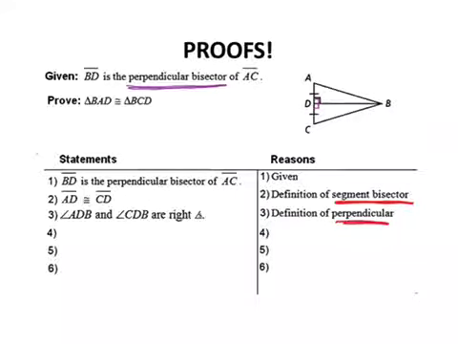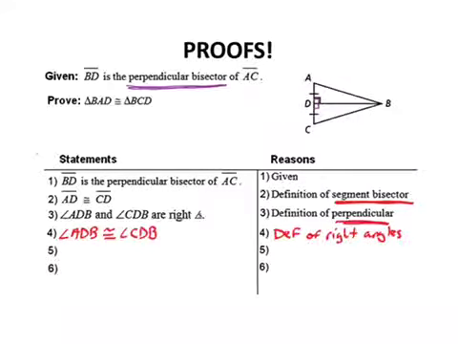From there, we should recognize that angle ADB is congruent to angle CDB because they're both right angles. So that'd be definition of right angles or definition of congruence in this case. Since they're both right angles, they both equal 90 degrees. So they're congruent.